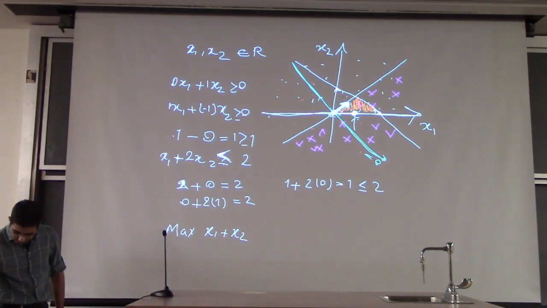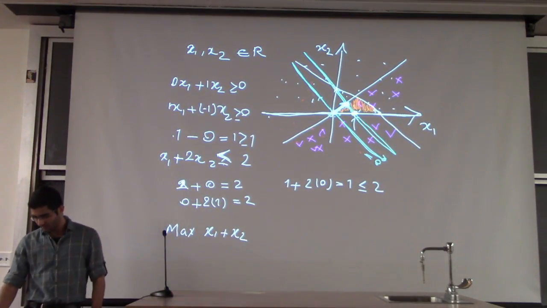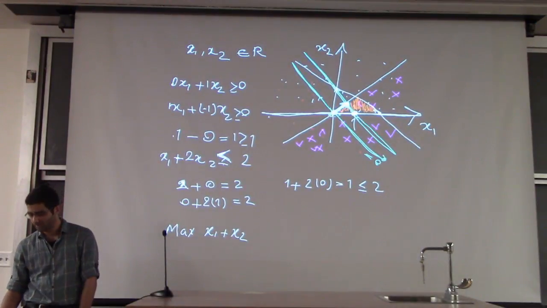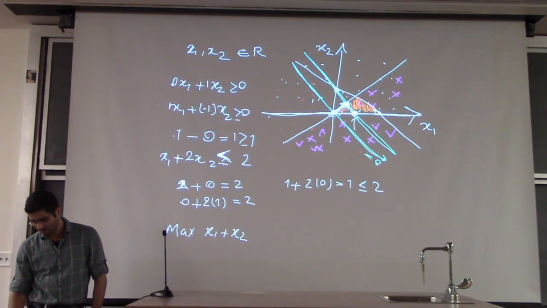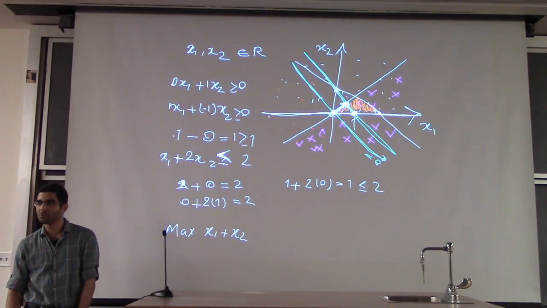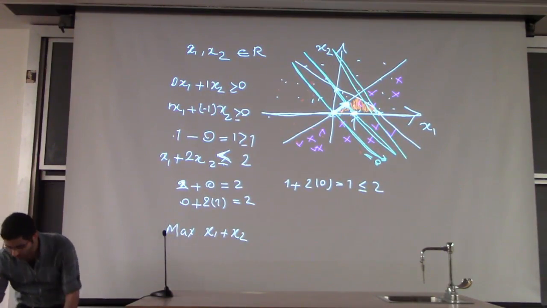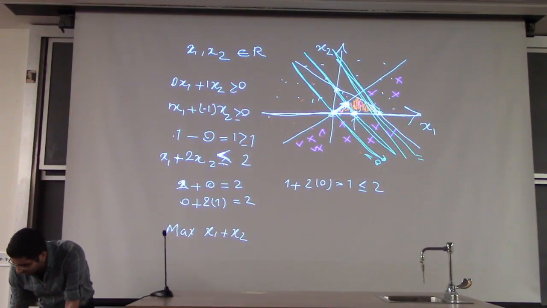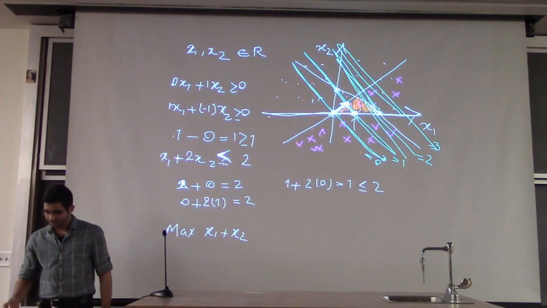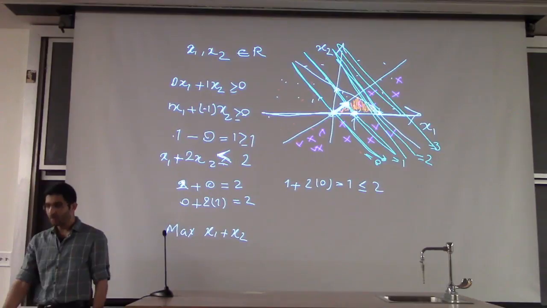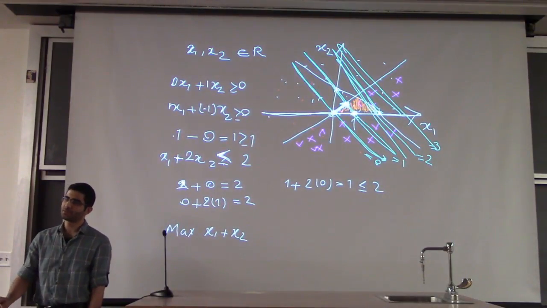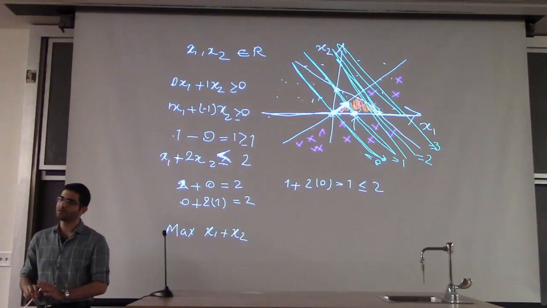So what about this line? On this line, the value of x1 plus x2 is 1. For (1, 0) it is 1, for (0, 1) it is 1, for (2, -1) it is 1. And here the value is 2, and here it is 3. So all the lines have the same slope, but they differ in the constant. And we only care about the constant.